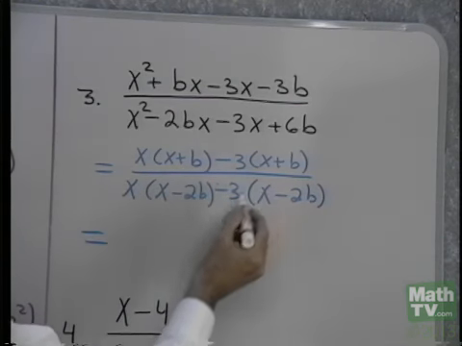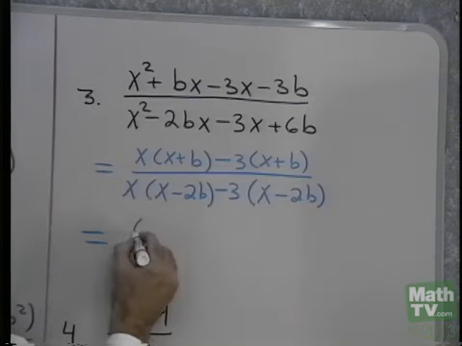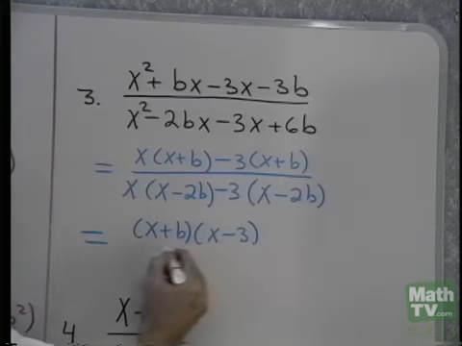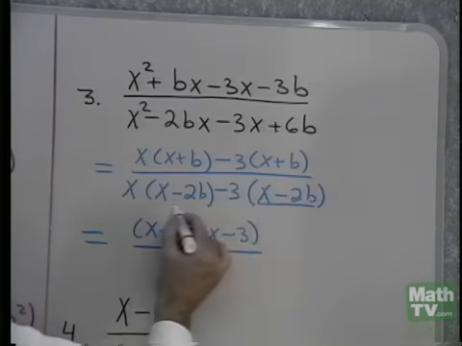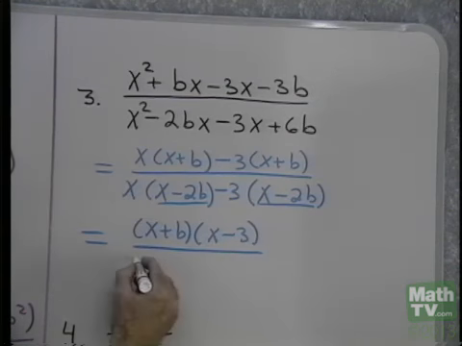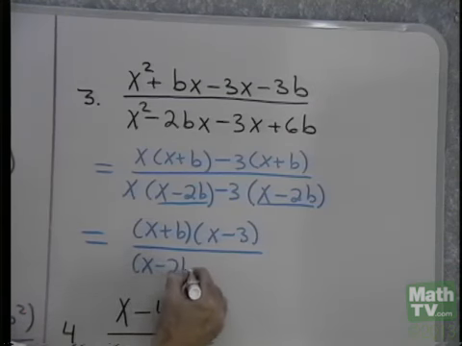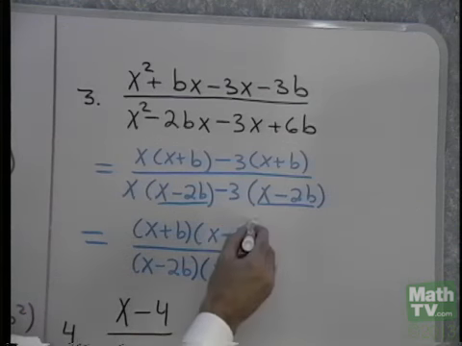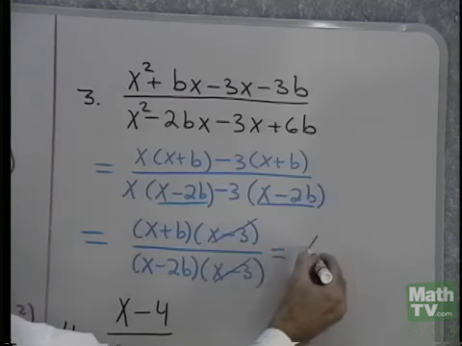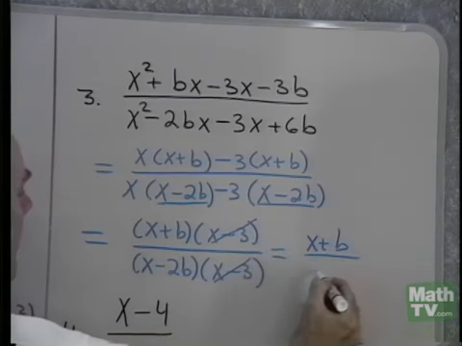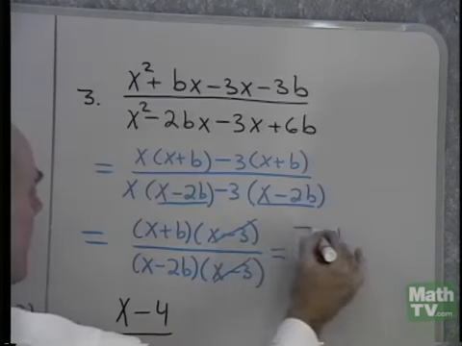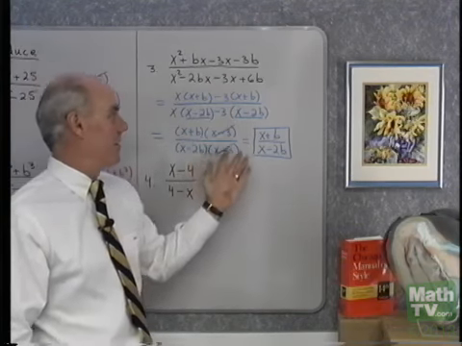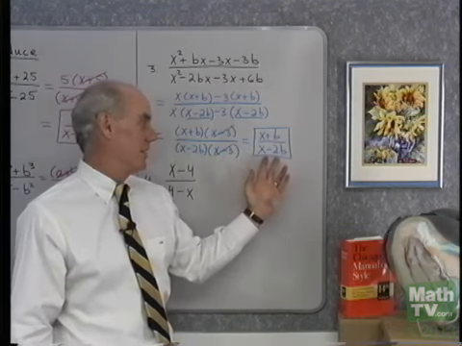Here I'll take the x plus b that's common to this term and this term out in front. What's left is x minus 3. And in the denominator I'll take this factor that's common to both terms, take it outside. What's left is x minus 3. Now I divide out the factor that they have in common, which is those two, and I have x plus b over x minus 2b. And that's the reduced version of this rational expression, and this time I did my factoring by using that factoring by grouping. That's the reduced version.